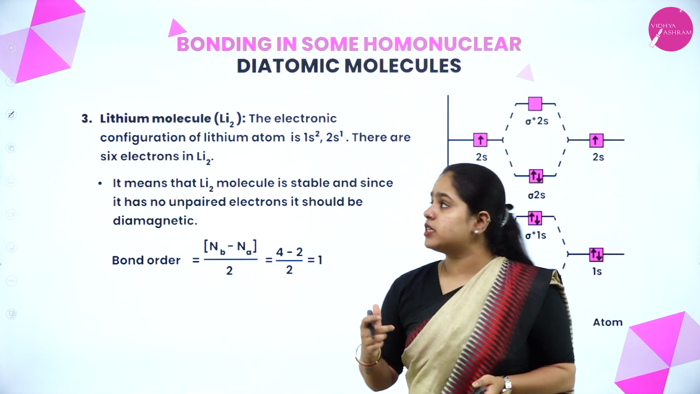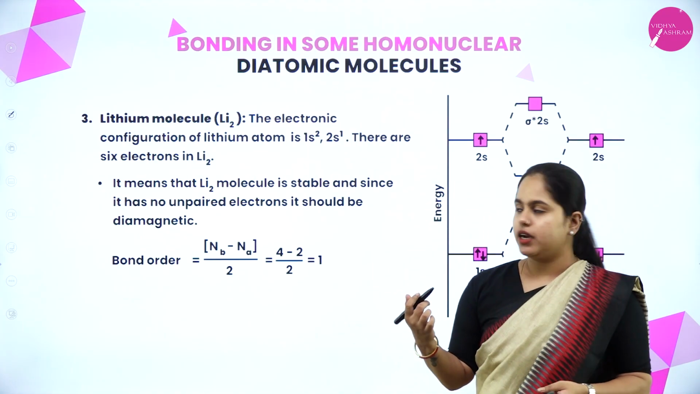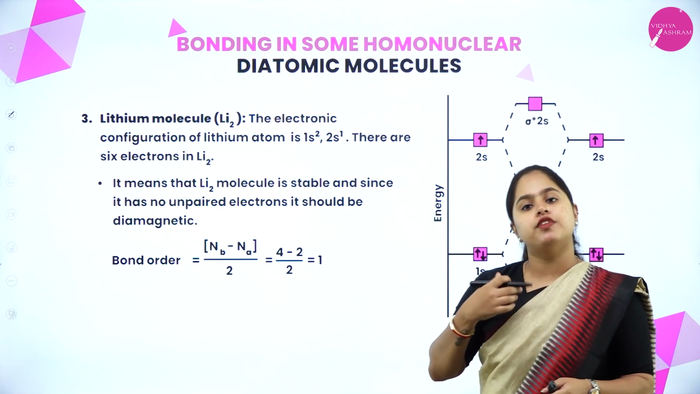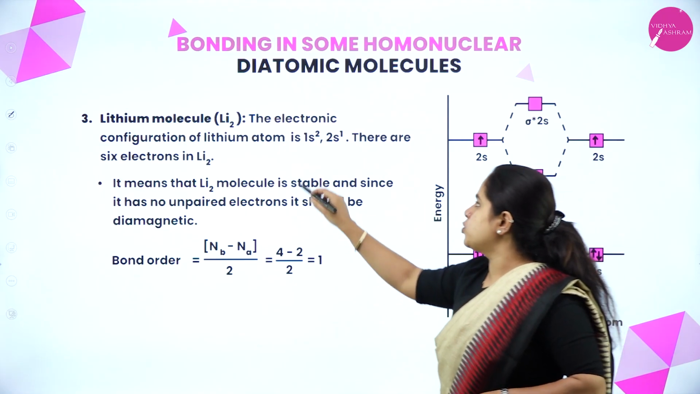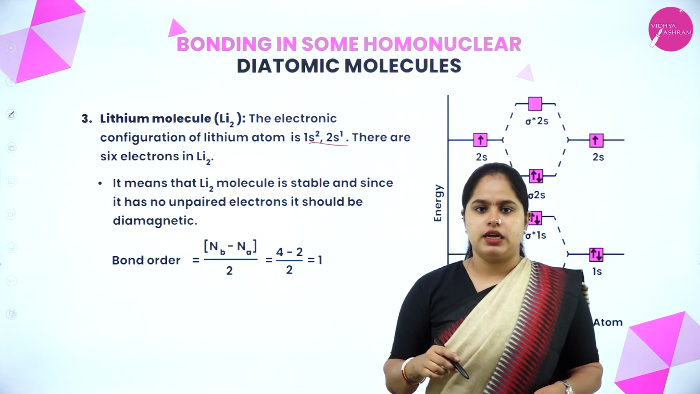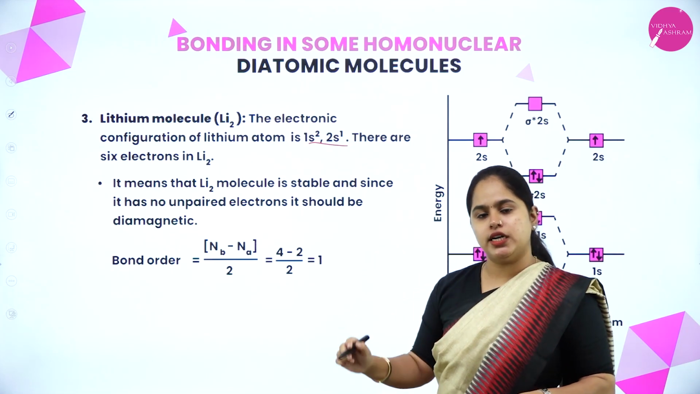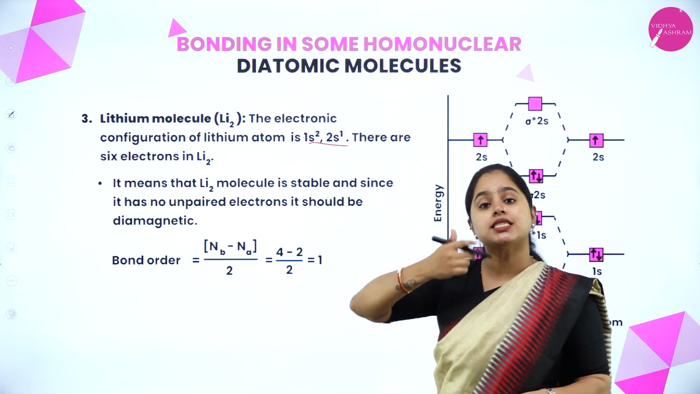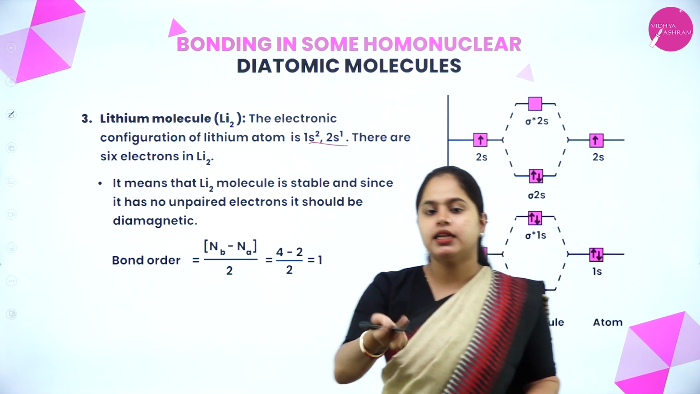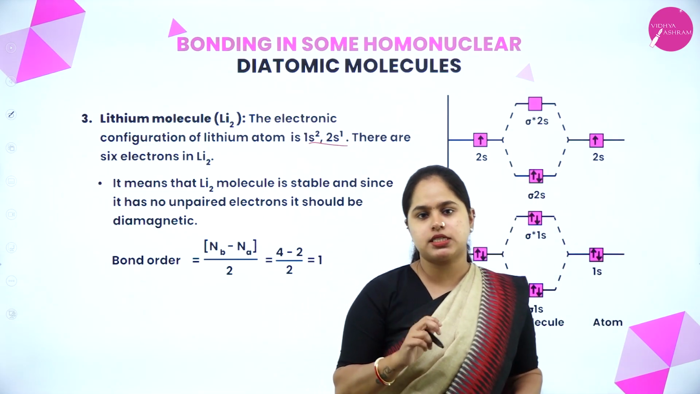So now moving on to the next one, that is the lithium molecule. The electronic configuration of the lithium atom, we know, is 1s2, 2s1. That is 3 electrons in total. So 1s2, 2s1. And there are 6 electrons in Li2. In the lithium molecule, there will be 6 electrons.